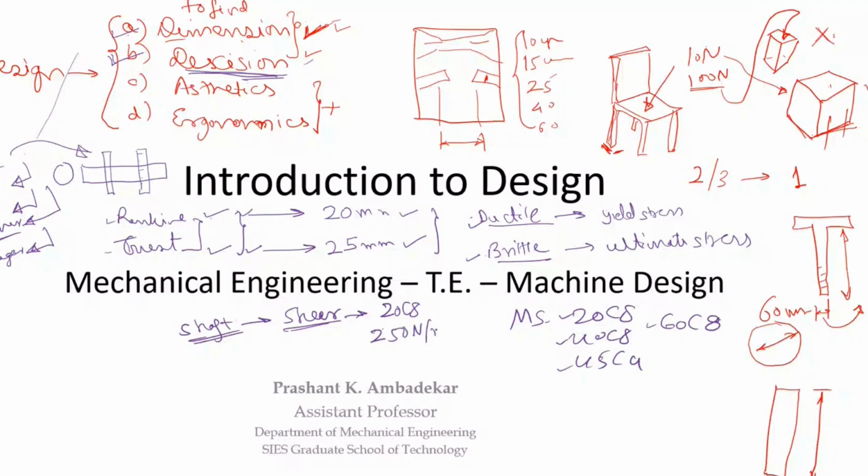So a shaft which I am designing, of which material? 20C8. And what is the shear stress that can be withstood by the shaft? The shear stress that can be withstood is 250 Newton per mm square. Now, after solving this numerical on the shaft, if I come to know that the shear stress is coming as 260 Newton per mm square, what does it mean? It means that this shaft design will not be safe. It is not safe.